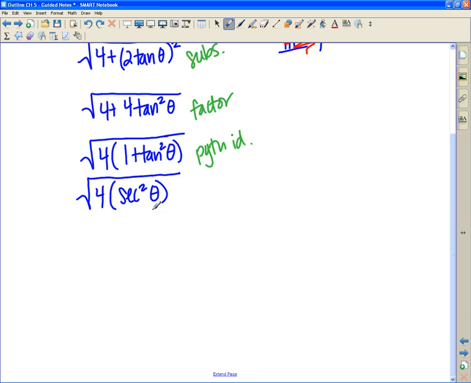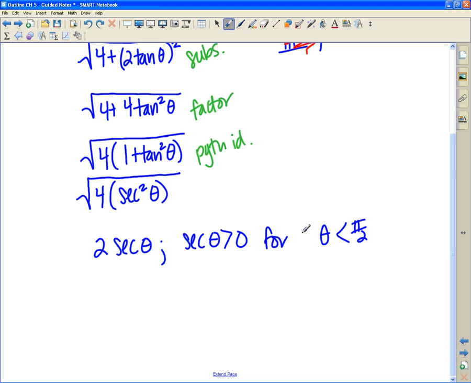And you can square root both of these. The square root of 4 is 2, and the square root of secant squared is secant of theta. It's really important that you put down as a domain restriction that secant of theta has to be greater than 0, and that theta still has to remain in between pi over 2 and 0. Because if it didn't, our original problem started with something that had restrictions. You need to maintain those restrictions throughout the whole problem.